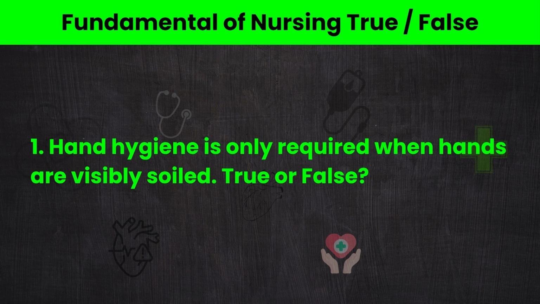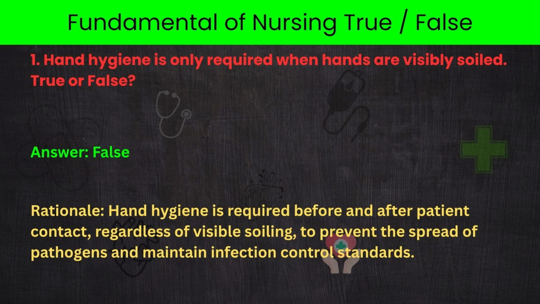1. Hand hygiene is only required when hands are visibly soiled. True or false? Answer: false. Rationale: hand hygiene is required before and after patient contact, regardless of visible soiling, to prevent the spread of pathogens and maintain infection control standards.